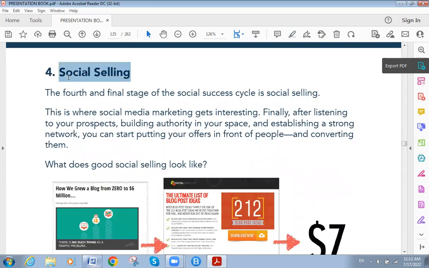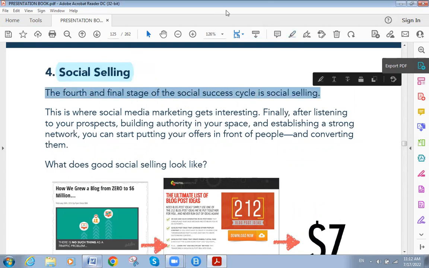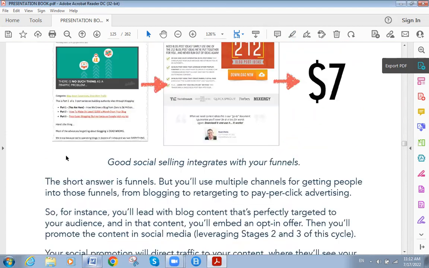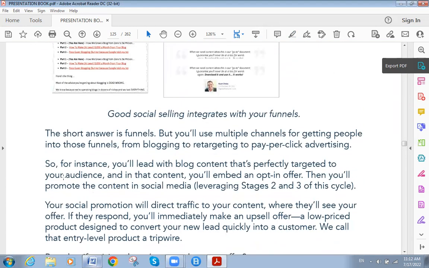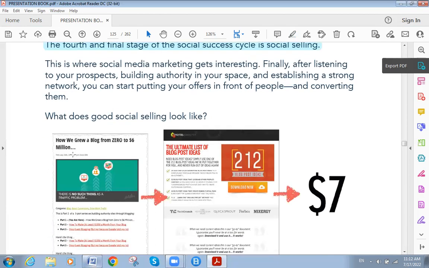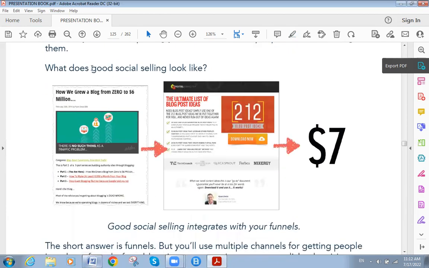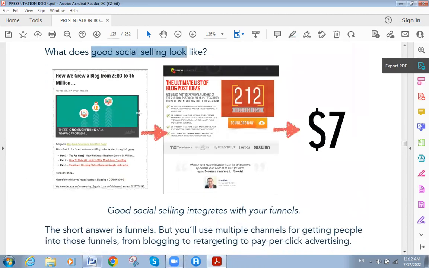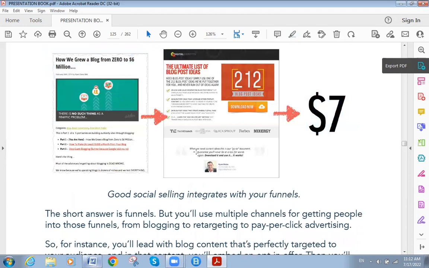What about the social selling step? The social selling step. This is the fourth and final step of the social success cycle. The social success cycle, this is the fourth step. This is good social selling, like this way. It looks like these figures, as an example.